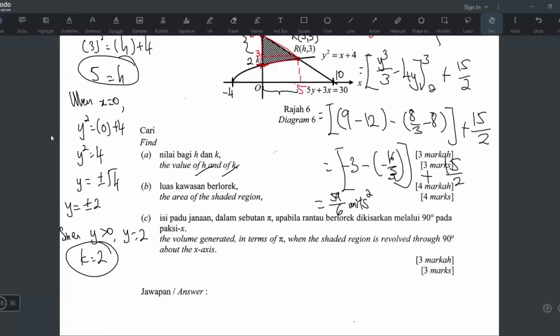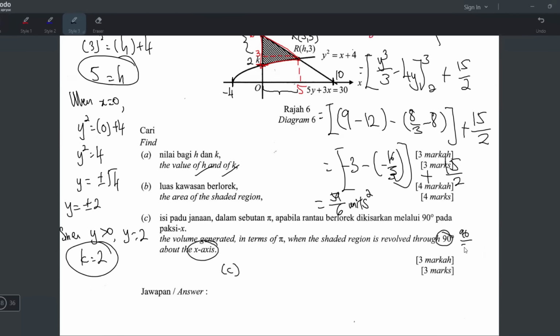Okay, question C. Find the volume in terms of pi when the shaded region revolves 90 degrees about the x-axis. So 90 degrees means 90 over 360, 1 over 4. So later, after you integrate, you have to times 1 over 4. Because when you integrate, you are finding for revolving 360. And if you revolve 90, you have to take your answer times 90 over 360, which is 1 over 4.